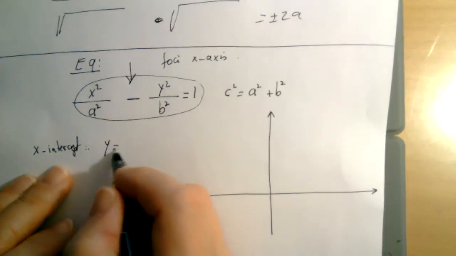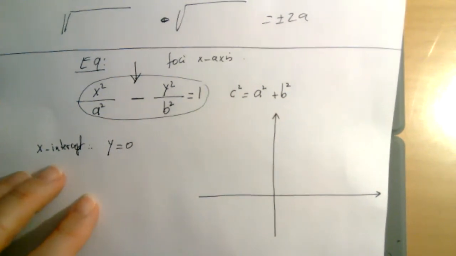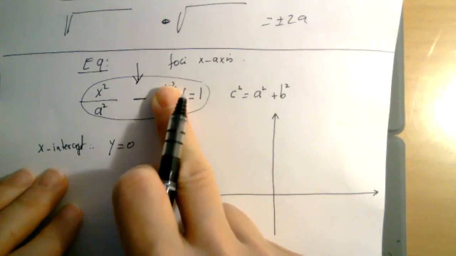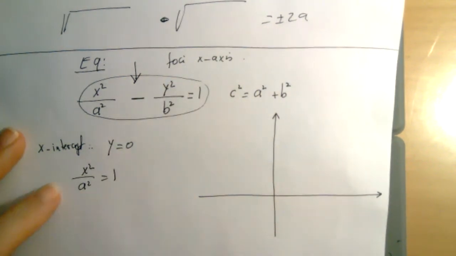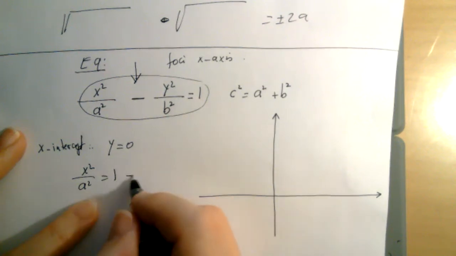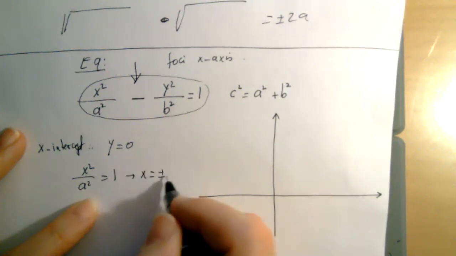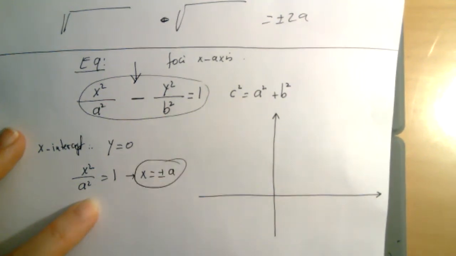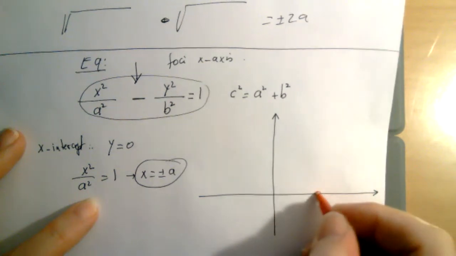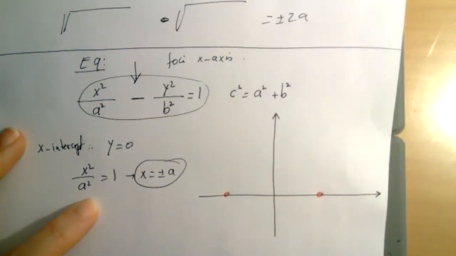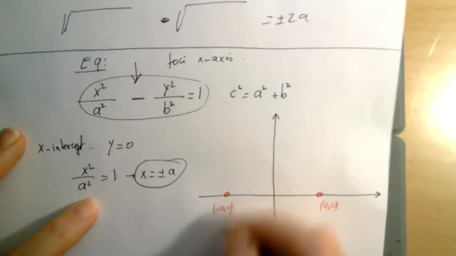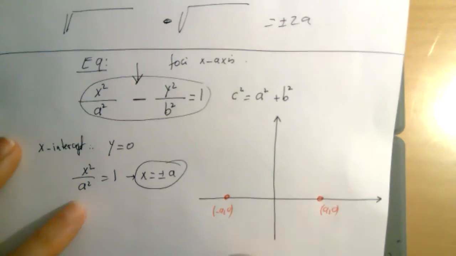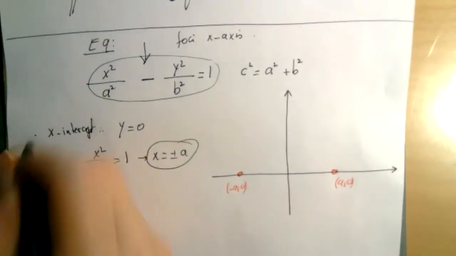X-intercept means we're going to set y equal to 0. If y is 0, it means x squared over a squared equals 1. It means x is plus or minus a. So step number 1, this is a, this is minus a. These are the intercepts. Okay, so this is going to be (a, 0), and this is (-a, 0). Very good. Now, part 2. What are the y-intercepts?